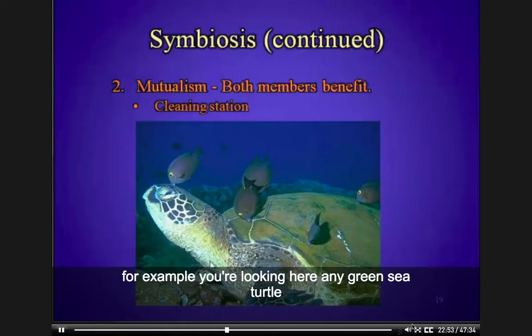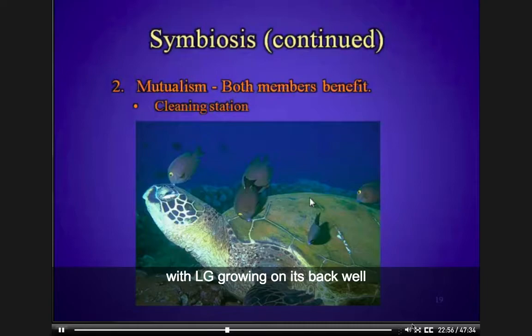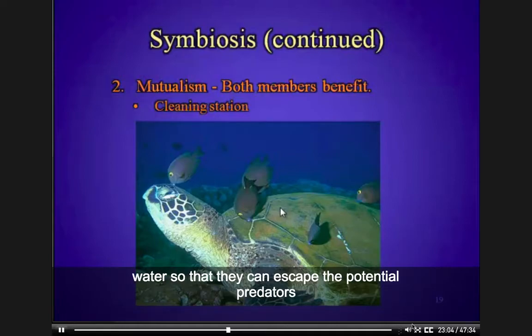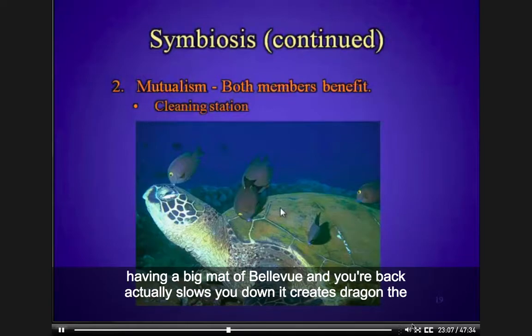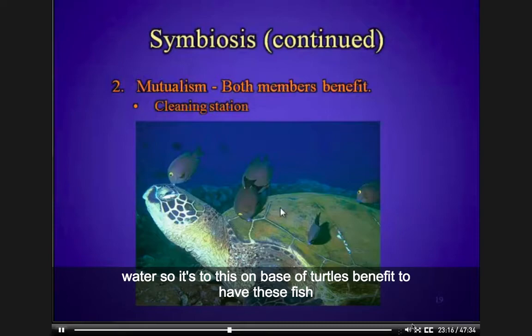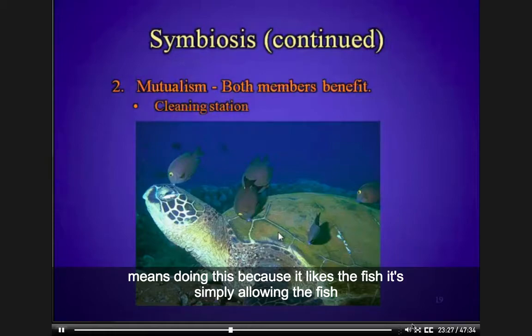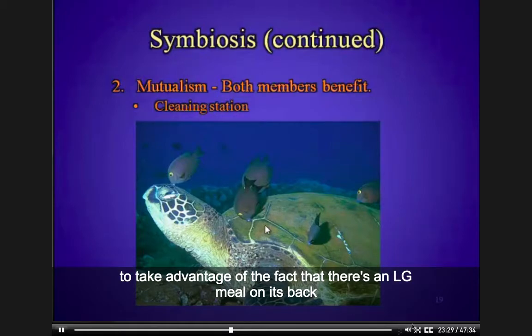For example, you're looking here at a green sea turtle with algae growing on its back. Well, green sea turtles need to be real streamlined and slick in swimming through the water so that they can escape from potential predators. Having a big mat of algae on your back actually slows you down. It creates drag in the water. So it's to a turtle's benefit to have these fish come over and pick the algae off its back and start eating all the algae. Well, this turtle is by no means doing this because it likes the fish. It's simply allowing the fish to take advantage of the fact that there's an algae meal on its back.